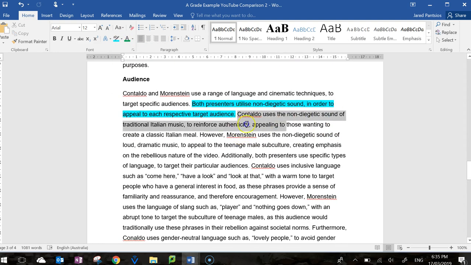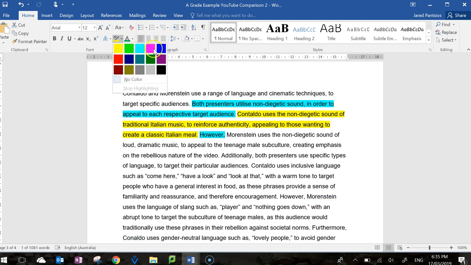"Cantado uses non-diegetic sound of a traditional Italian music to reinforce authenticity, appealing to those wanting to create Italian classic meal." So we know that we have that music in the background. Word count wise, you probably would need to say non-diegetic sound again, because we know what you're leading into. "However, Morestein," so we're going to have a comparison of sound.